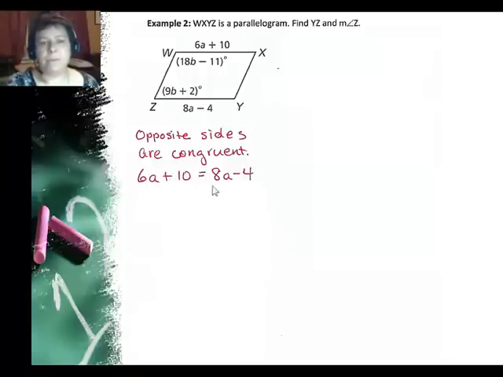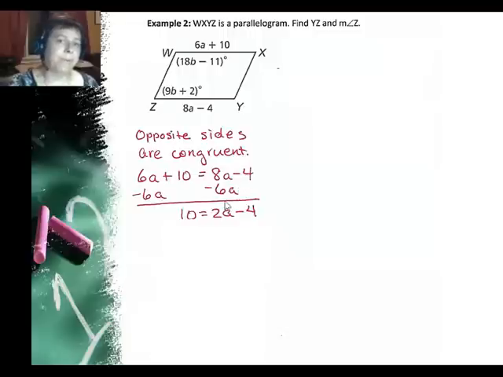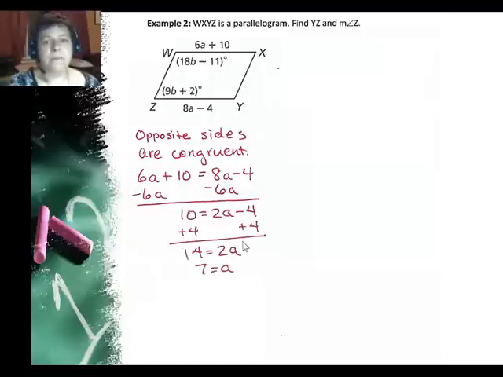I have to isolate the a, and first of all what I do is I take away 6a from both sides. There are less a's on the left, so that's how many I take away from both. And I get 10 equals 2a minus 4. I don't want the minus 4 there, so to undo the subtracting 4, I have to add 4. Then I end up with 2a is 14 and 7 is a.